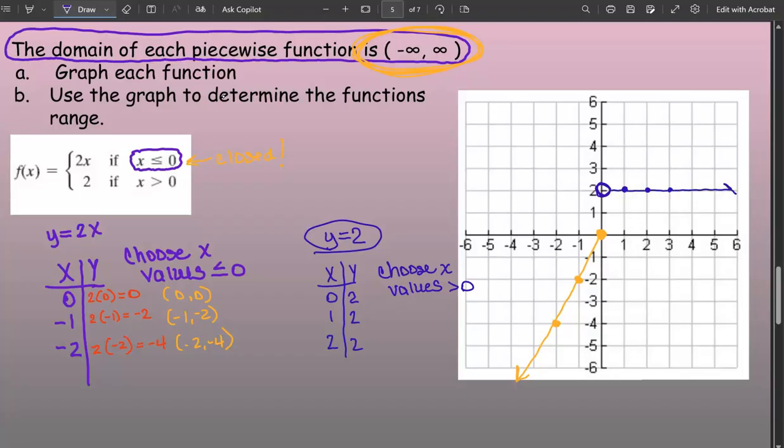And so there is my piecewise function. I know that the dots connect, and I know that it keeps going forever, that there's an arrow at the end of it, because my domain specifically said that my domain is all real numbers, that it's going from -infinity to +infinity.